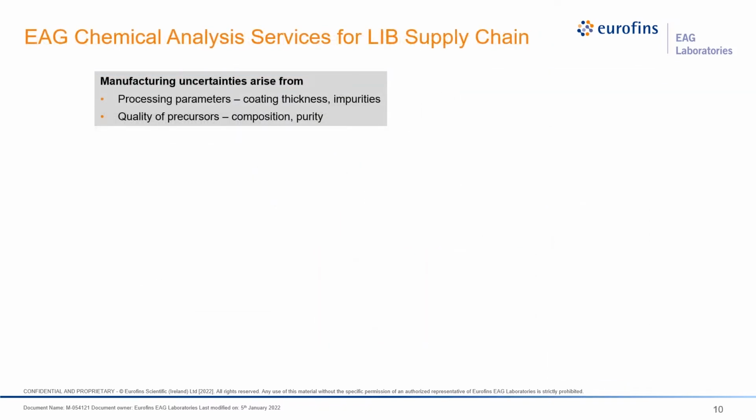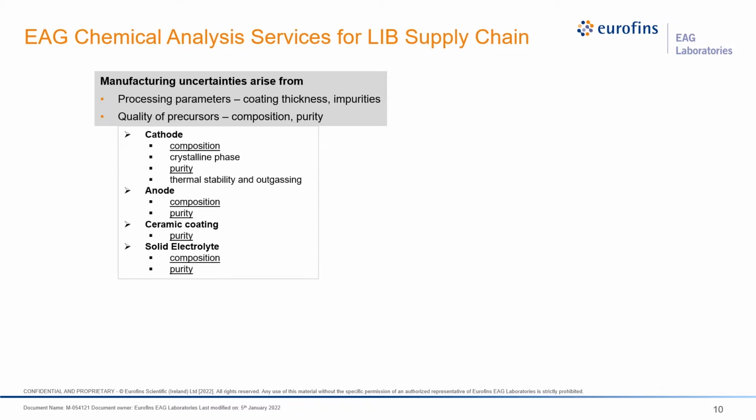Primarily, our focus is on dealing with the manufacturing uncertainties that arise from the processing parameters, such as the coating thickness and the impurities. And more interestingly, we are looking into qualifying the precursors, and particularly the composition impurities. Here are the materials we work with: the cathode, anode, ceramic coating, and, for the future, solid electrolyte ceramics.